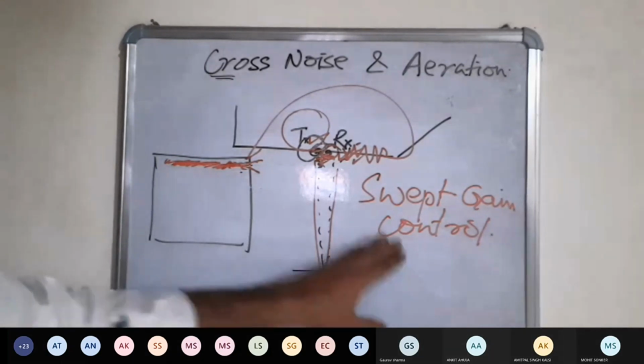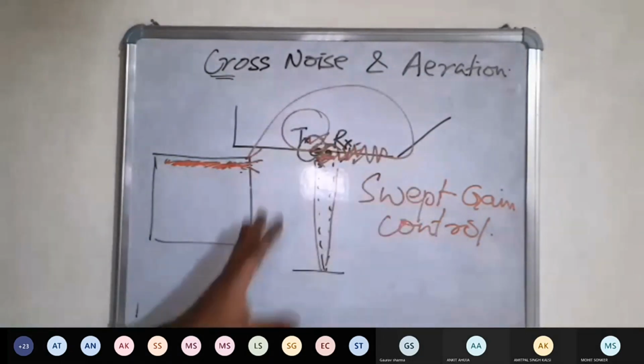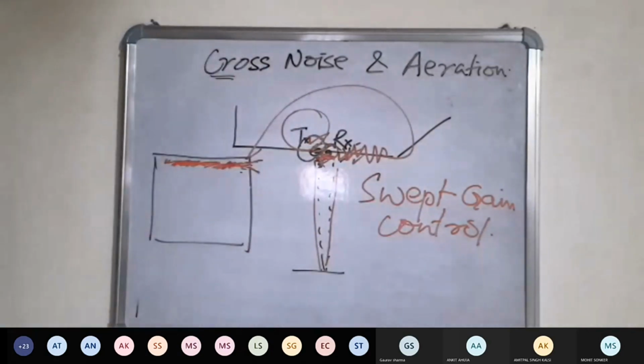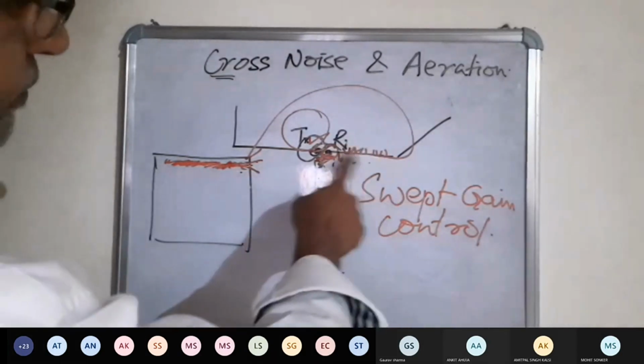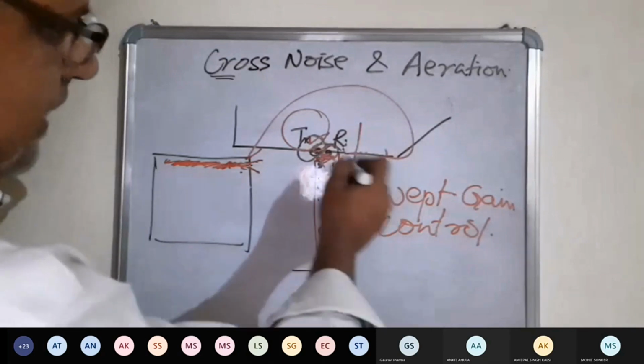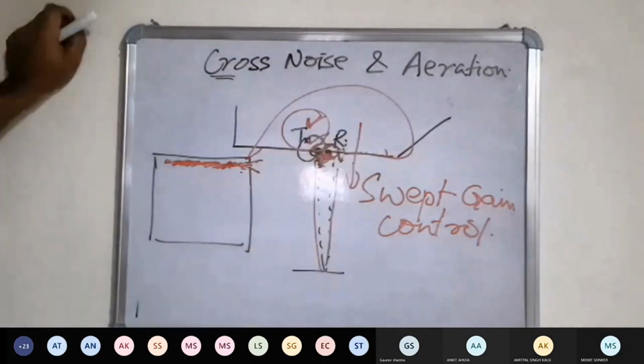Swept gain control is also a feature which is used in the radar. Everything is same about this and the radar. Now what happens? This swept gain control will bring down the gain of the receiver when the transmission is taking place.